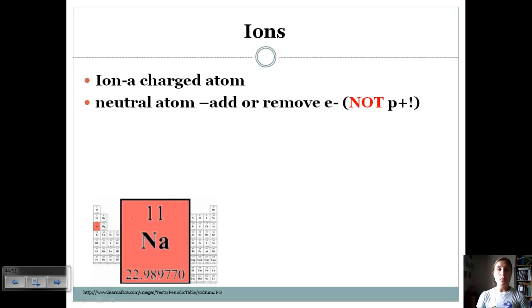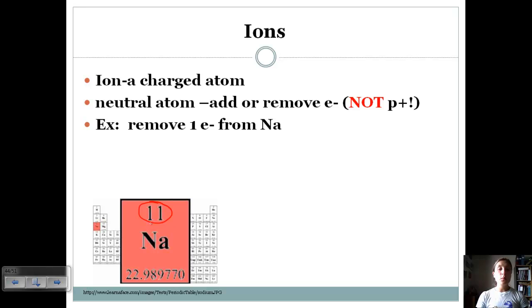We can never remove protons because, like we talked about before, if we remove protons, that changes the identity of the element. So, for example, sodium has 11 protons because we know sodium's atomic number is 11. If we change the number of protons, it wouldn't be sodium anymore. It would be some other element. But we can change the number of electrons.